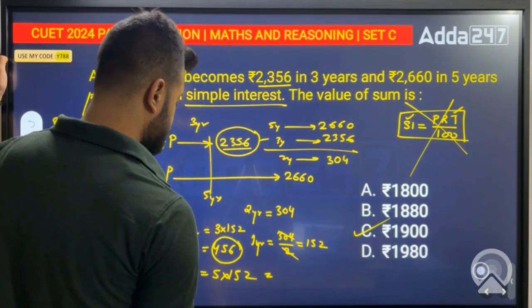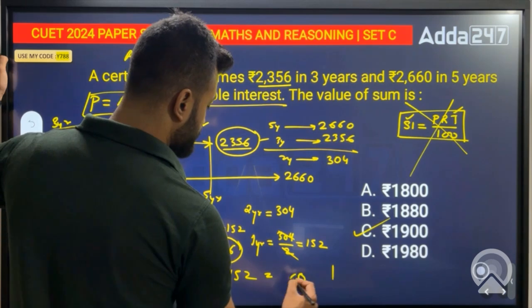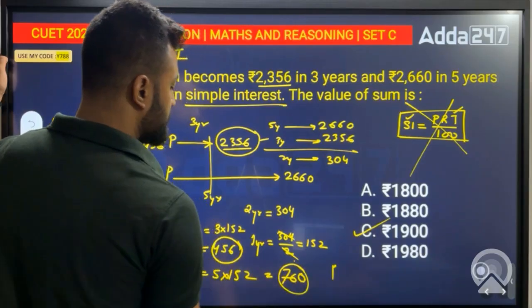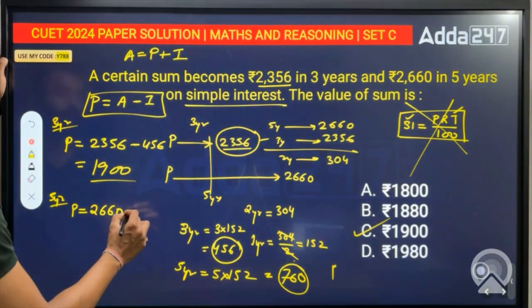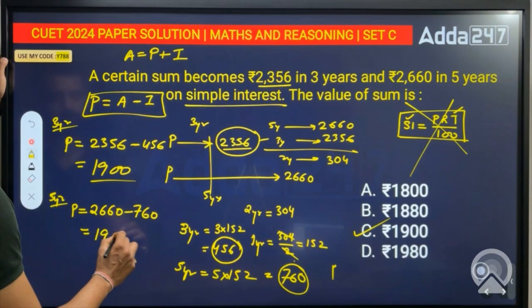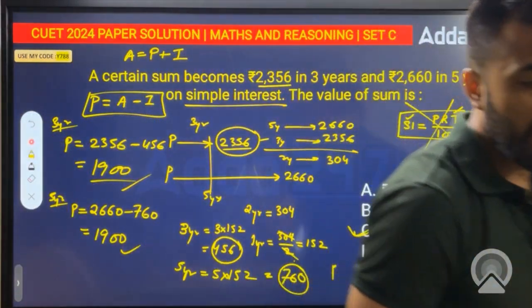How much are you getting? 5 2s are 10, 5 5s are 25, 26, 2 carry, 5 1s are 5, 7. Sir, we are getting 760. Just remove this 760 from this, you will get the same answer. See, you are getting the same answer. Okay, option C is the right answer. I hope it is clear.